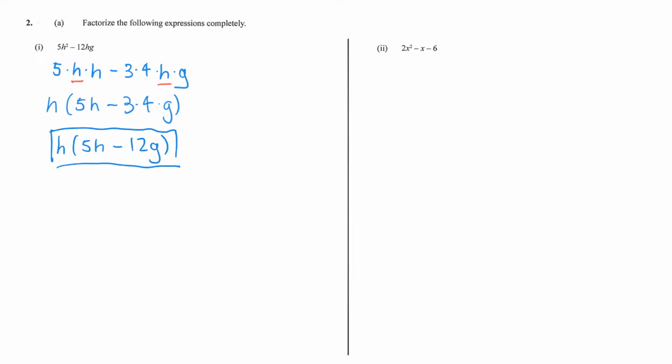Now in part 2, we are asked to factor 2x squared minus x minus 6. Now in general, if you have a quadratic of the form ax squared plus bx plus c, your goal is to find two numbers that multiply to a times c and add up to b. So here, a is 2 and c is equal to negative 6.